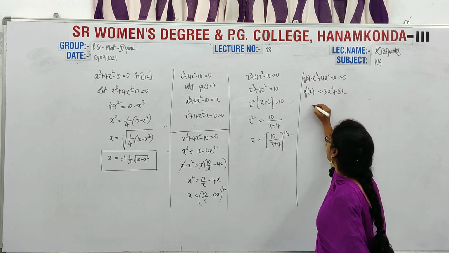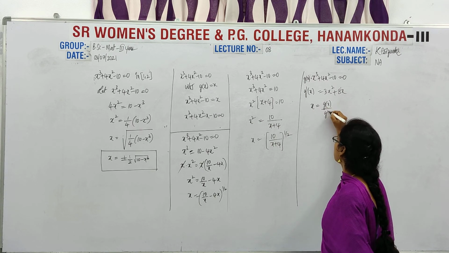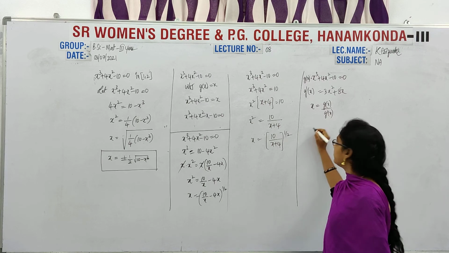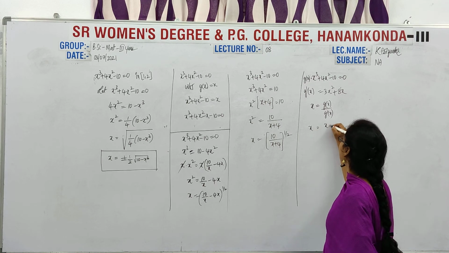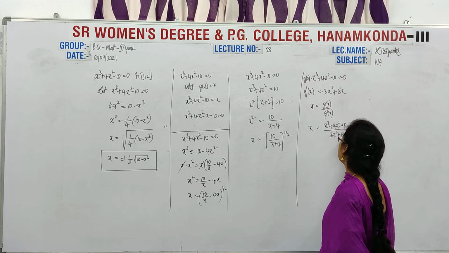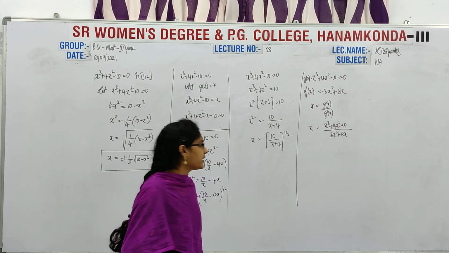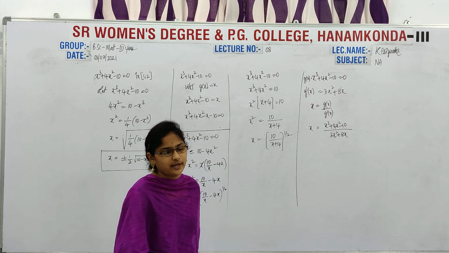Now how they are taking it is x equal to x minus g of x by g dash of x. Then what is g of x? x cube plus 4x square minus 10, whole divided by 3x square plus 8x. So if you want to stop with this, yes, you can stop here. Otherwise you can take the cross multiplication.